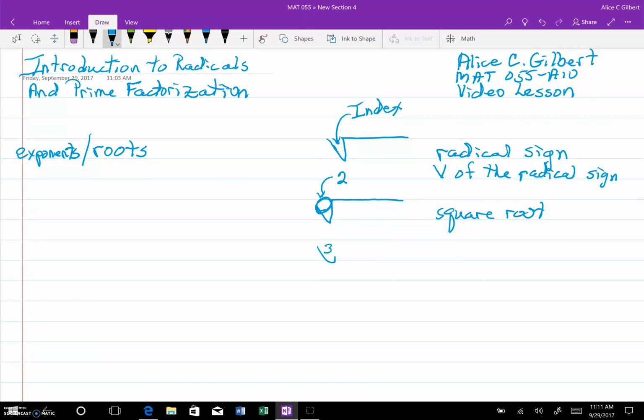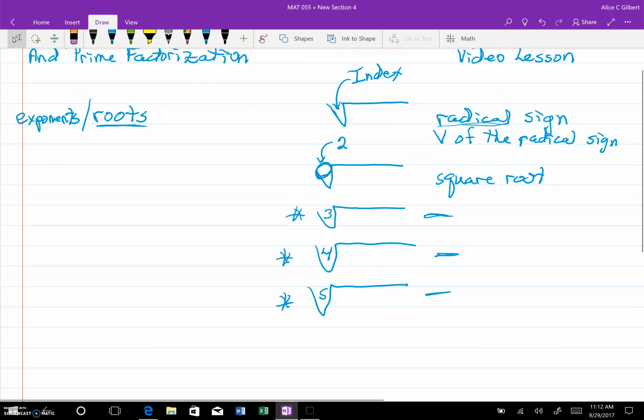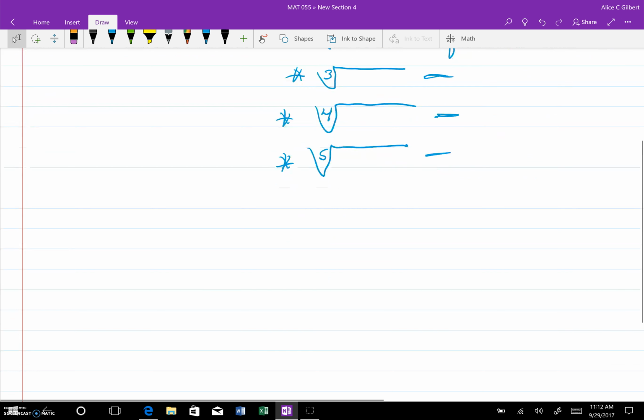Any other index must be in there in the V of the radical sign. So this one is a cubed root. This one is a 4th root. This one is a 5th root, meaning that the original problem for this guy was 2 to the 3rd. This one was 2 to the 4th. This one was 2 to the 5th, etc. So I can have any root at all. So our generic term is roots, or you could call them radicals. Okay? But the actual term is roots, and the sign is a radical sign.